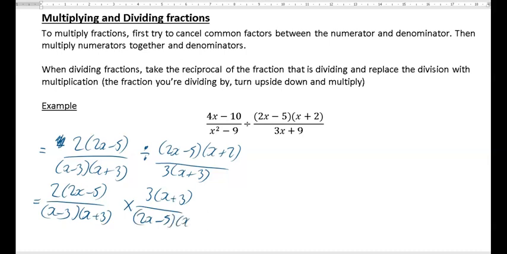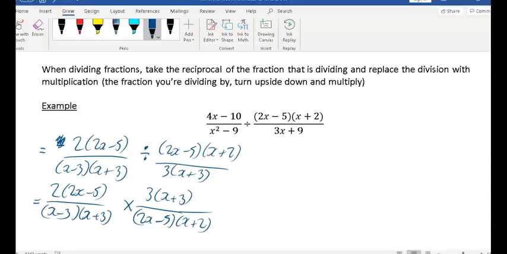So that is what you have. If we then have a look at this and see what we can cancel out. So if we have a look at this and see what's going on, it's multiplying. You're at a stage where you can cancel out. So you put a nice neat line so you can still see what you're cancelling.